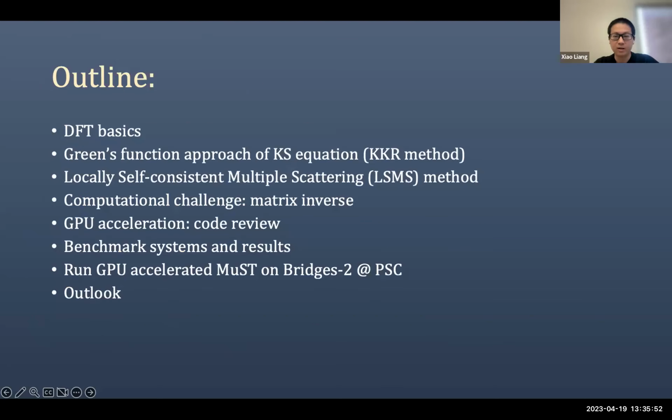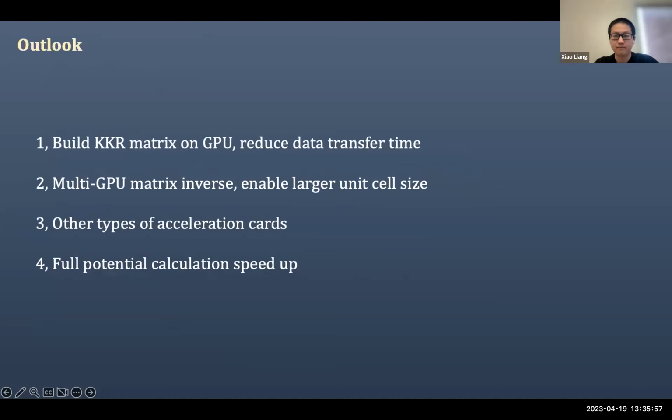Lastly, there are some outlooks and our future directions. In future, we can reduce the cost for data transfer between CPU and GPU by constructing the KKR matrix on CPU. And until now, the matrix inverse on each MPI process is performed on a single GPU. When we have a large number of GPUs, we can also perform the matrix inverse on multiple GPUs, which can further increase the KKR matrix size.